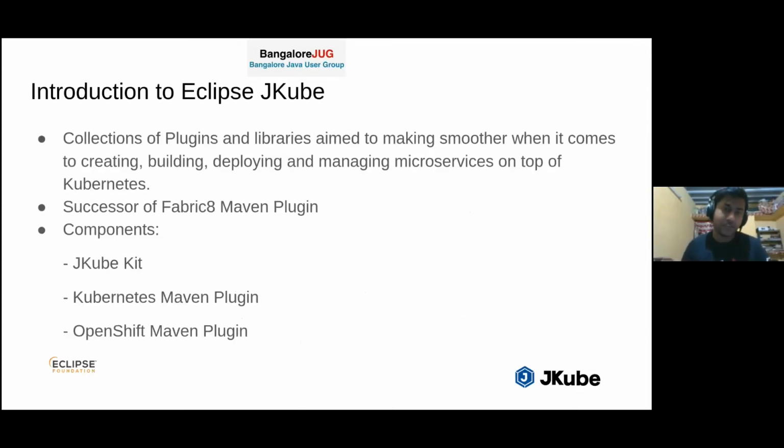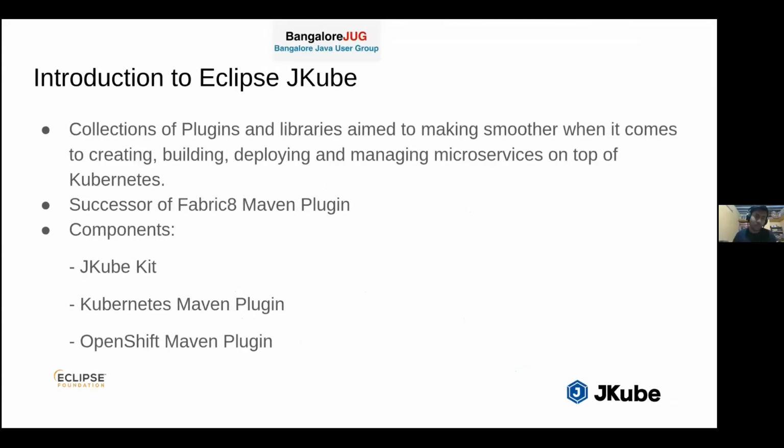So this talk is going to give you an overview of Eclipse JKube, which is a collection of plugins and libraries aimed at making Java developers' experience better on top of Kubernetes when it comes to deploying, managing, and building microservices. It's the successor to the famous Fabric8 Maven plugin. In case you have heard about the Fabric8 Maven plugin, you might already be familiar with JKube's workflow.